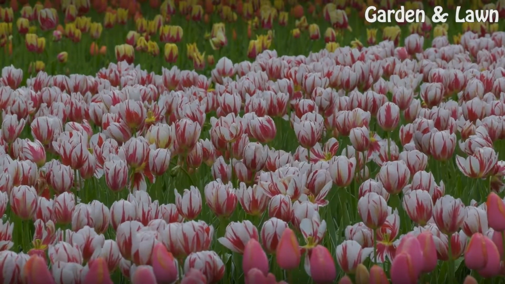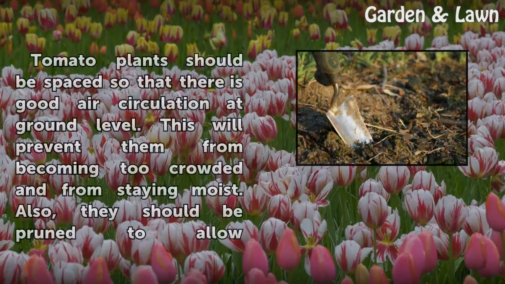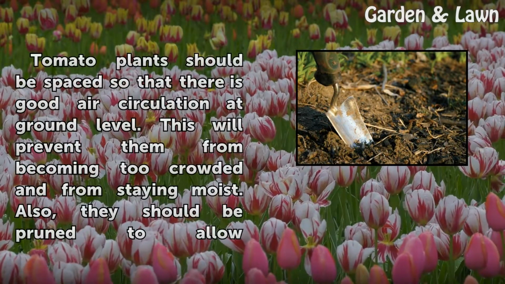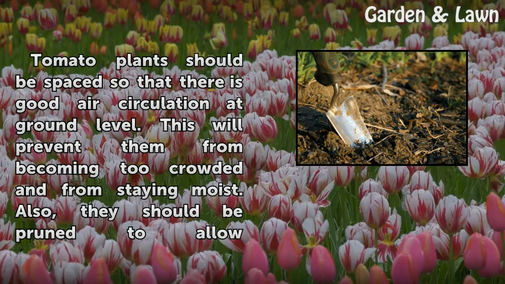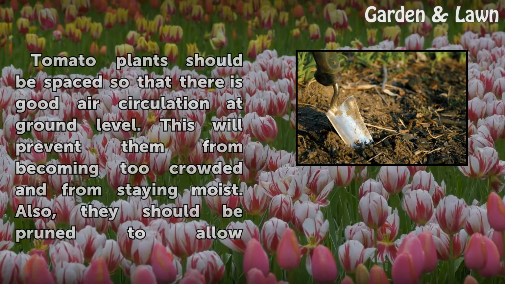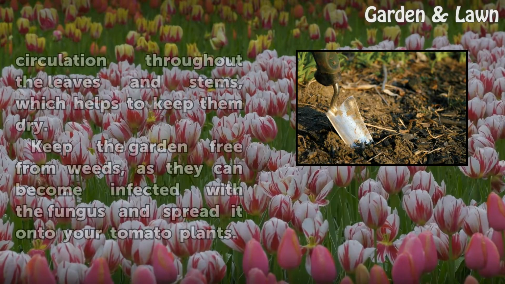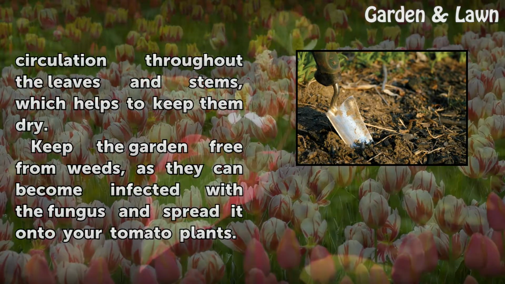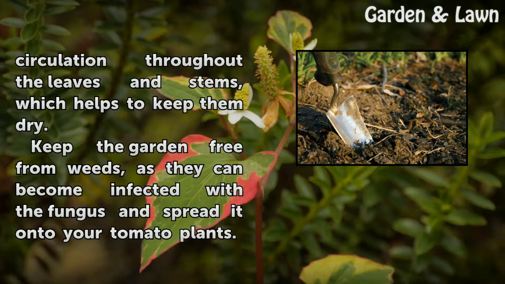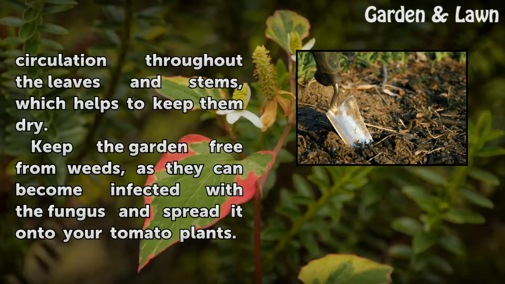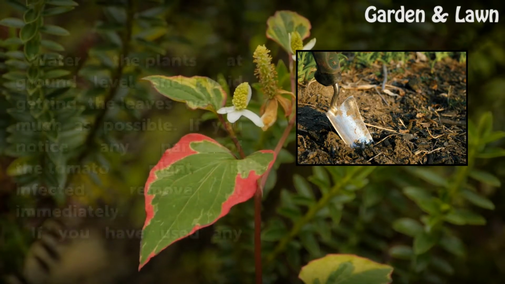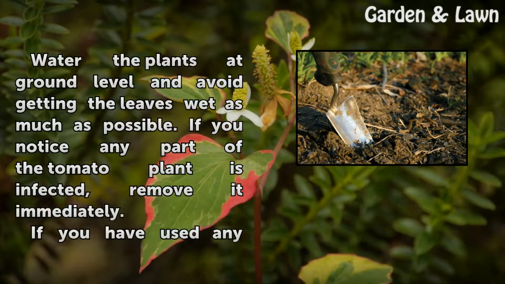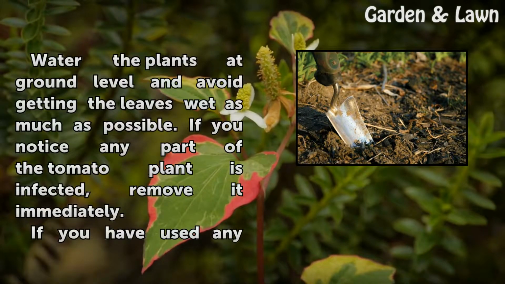Prevention. Tomato plants should be spaced so that there is good air circulation at ground level. This will prevent them from becoming too crowded and from staying moist. Also, they should be pruned to allow circulation throughout the leaves and stems, which helps to keep them dry. Keep the garden free from weeds, as they can become infected with the fungus and spread it onto your tomato plants. Water the plants at ground level and avoid getting the leaves wet as much as possible.